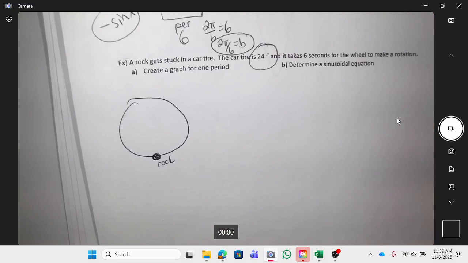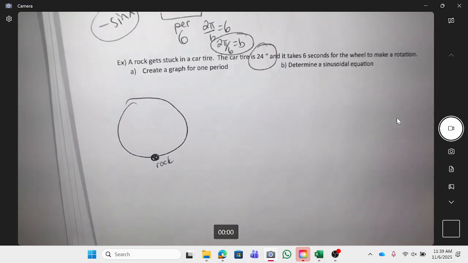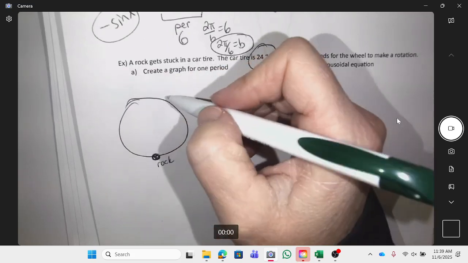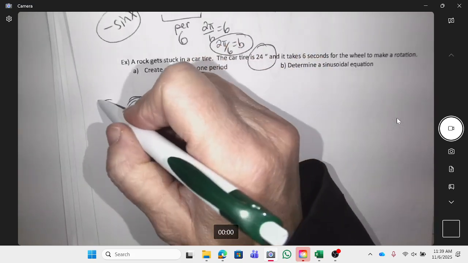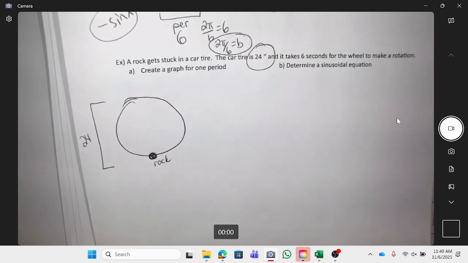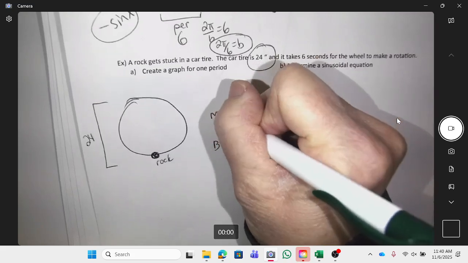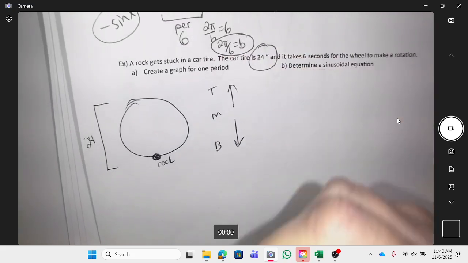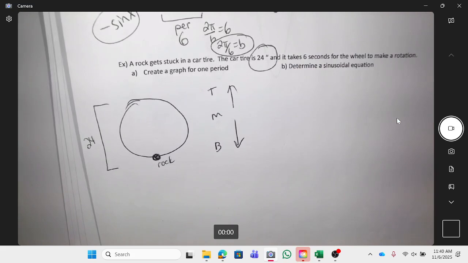Who's a car person? When you say you have a 24-inch tire, does that mean a radius or diameter of the tire? How do you measure tires? Diameter. Okay, so my diameter is... So let's talk about heights. What do I always do? I do this. What's the height fluctuations?